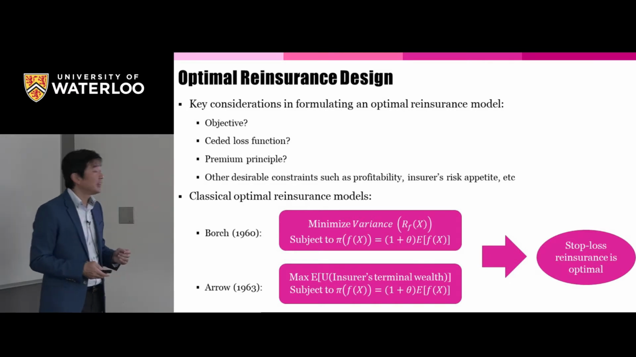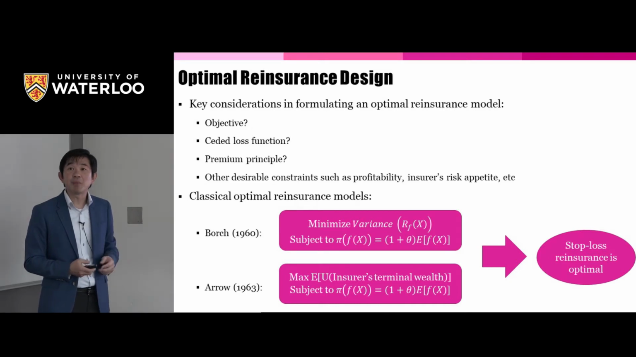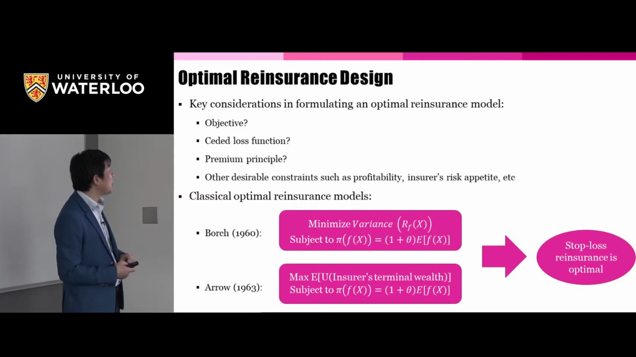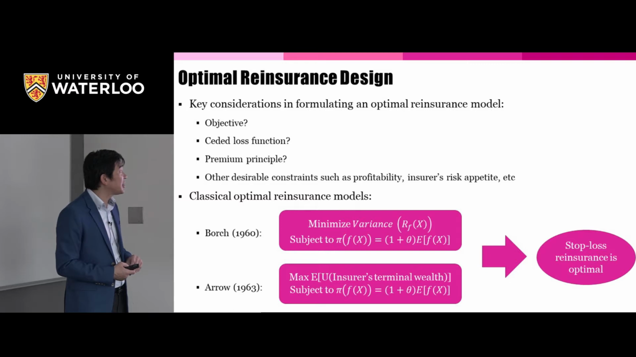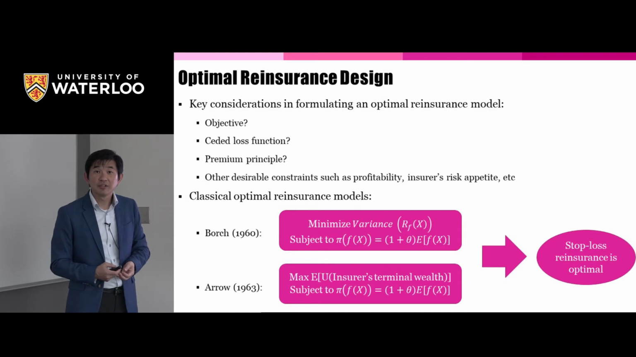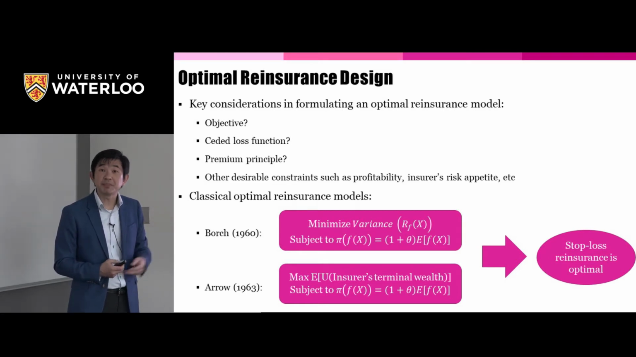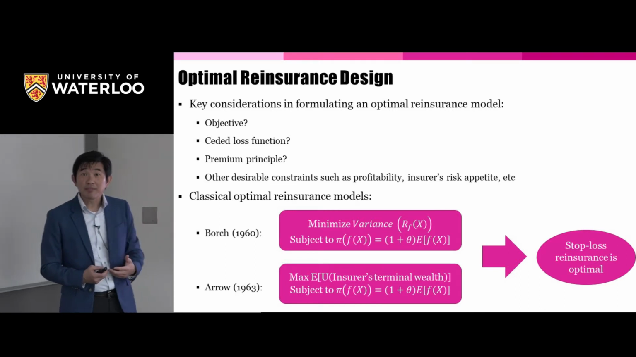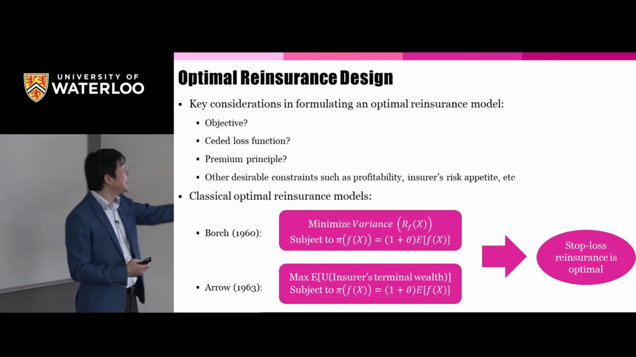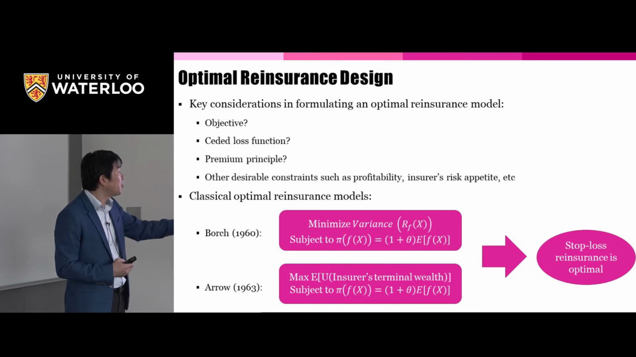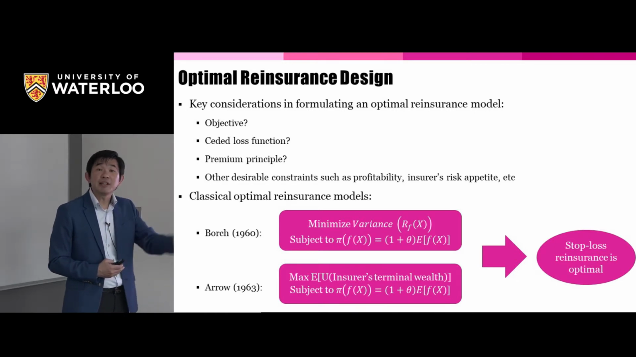In the literature, there are two classic optimal reinsurance models. This goes back to the early 60s. For example, the work by Borch basically says that the objective here is to minimize the variance of the retained risk while assuming the expected premium principle. In 1963, Arrow also proposed another optimization model, and rather than minimize the variance of the retained risk, in Arrow's model, he proposed to maximize the expected utility of the terminal wealth.